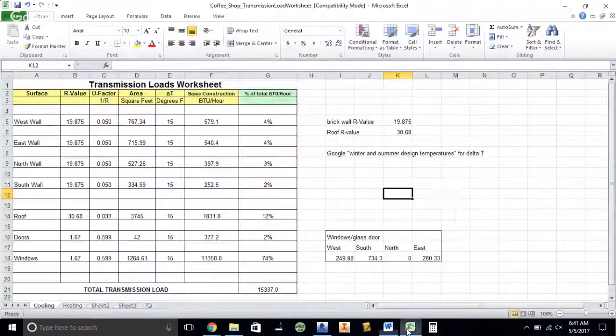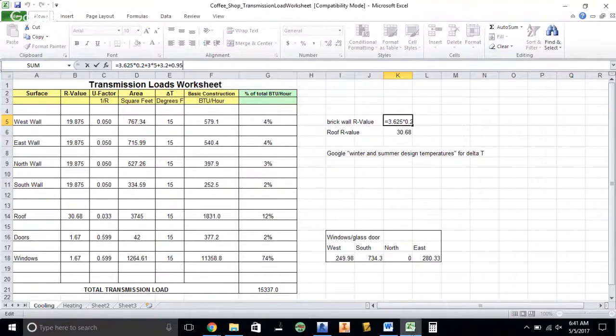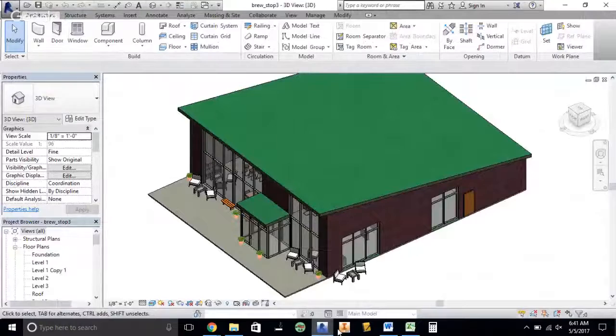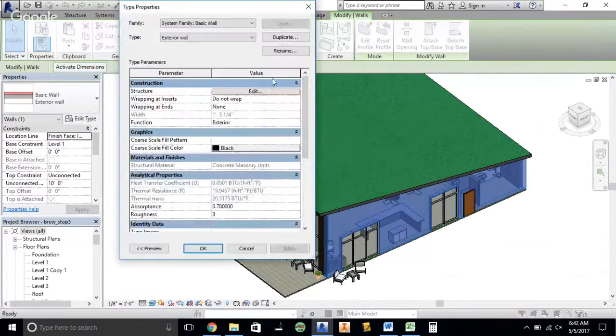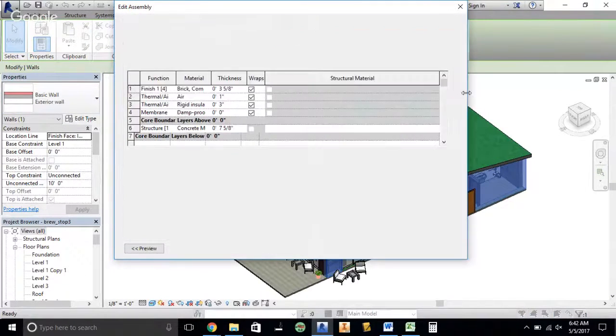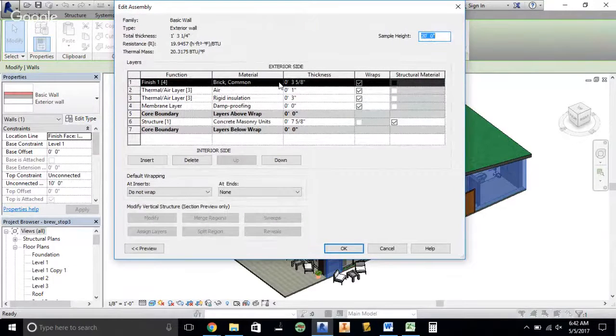Just to give you a couple examples, my brick wall for the west wall, east wall, north wall, and south wall is all the same. On my brick wall, I had a number of different things that I had to calculate. Let me just show you my simple brick wall. If I highlight on it, I just had a basic wall, exterior wall, edit type, edit again. These are the different layers that I had: common brick, 3 5/8 inch, an air gap, 3 inches of rigid insulation, damp proofing, and 7 5/8 of CMU on the inside.